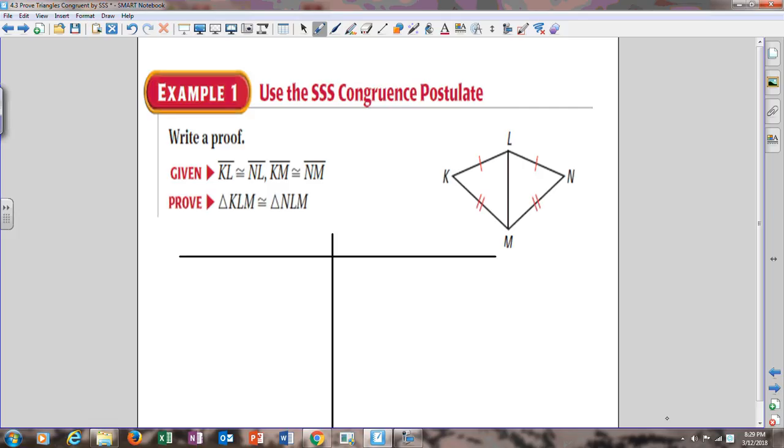Okay, use the side, side, side congruence postulate. We need to write a proof. Now again, you're going to want to pause these videos so you can write it down. I'm not going to sit here and wait for a long time just for you to possibly be copying it down there. But step one is KL is congruent to NL, and KM is congruent to NM.